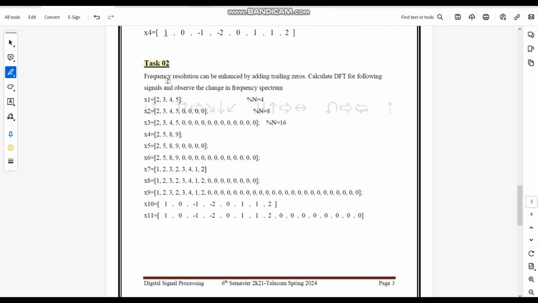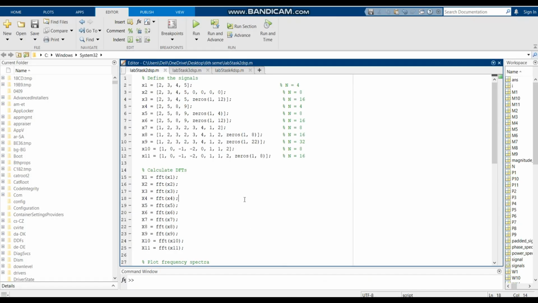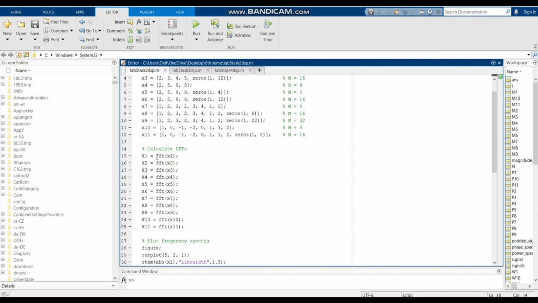Task 2 is: frequency resolution can be enhanced by adding trailing zeros. Calculate DFT for the following signals and observe the change in frequency spectrum. Let us observe the code. This MATLAB code calculates and plots discrete Fourier transform magnitude spectra for 11 different signals, each with varying lengths and zero padding. It first defines 11 different signals ranging from simple sequences to zero padded sequences, and then computes a DFT for each signal using the FFT built-in function for discrete Fourier transform calculation.